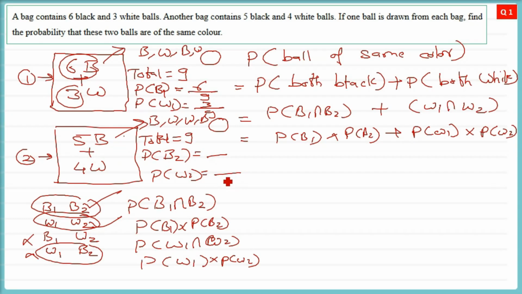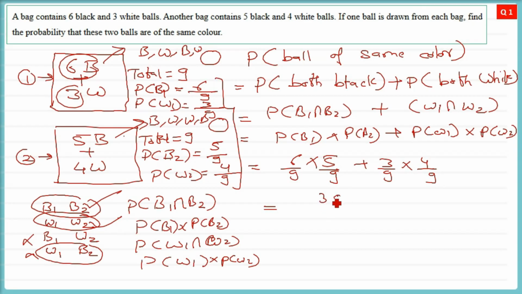What are the favorable cases for black in the second bag? It's 5. Let's write 5. The second one is 4. Now we have got all the values and we are going to write it here. P(B1) is what? 6 by 9. P(B2) is 5 by 9. P(W1) is 3 by 9. And P(W2) is 4 by 9.